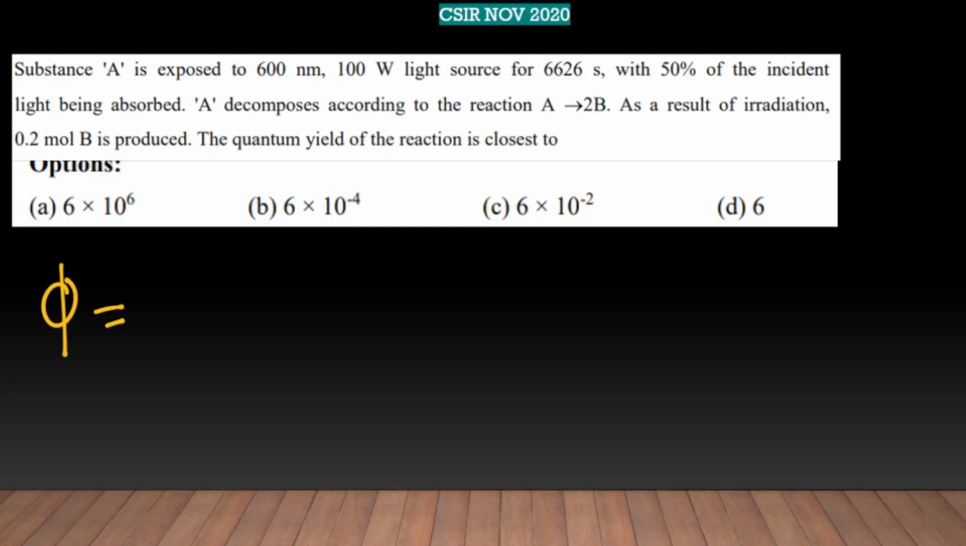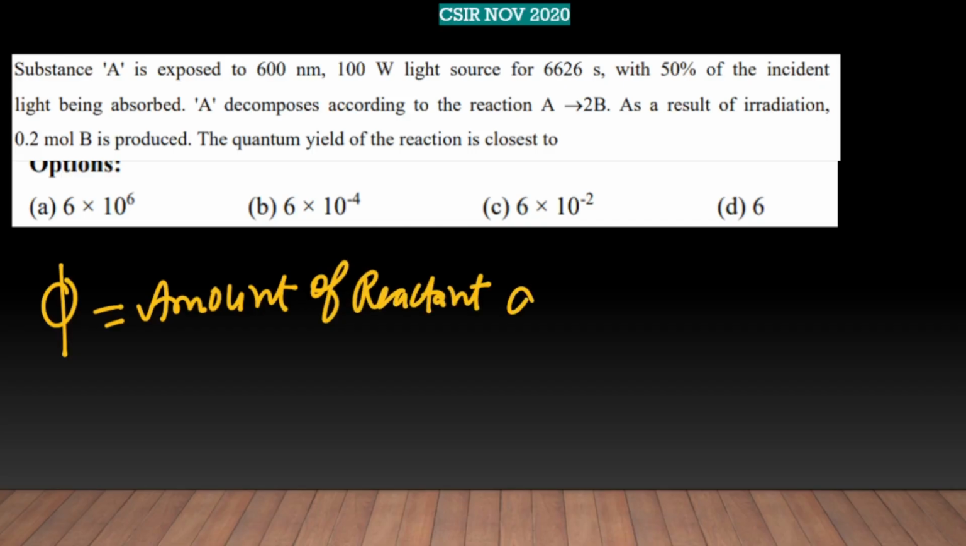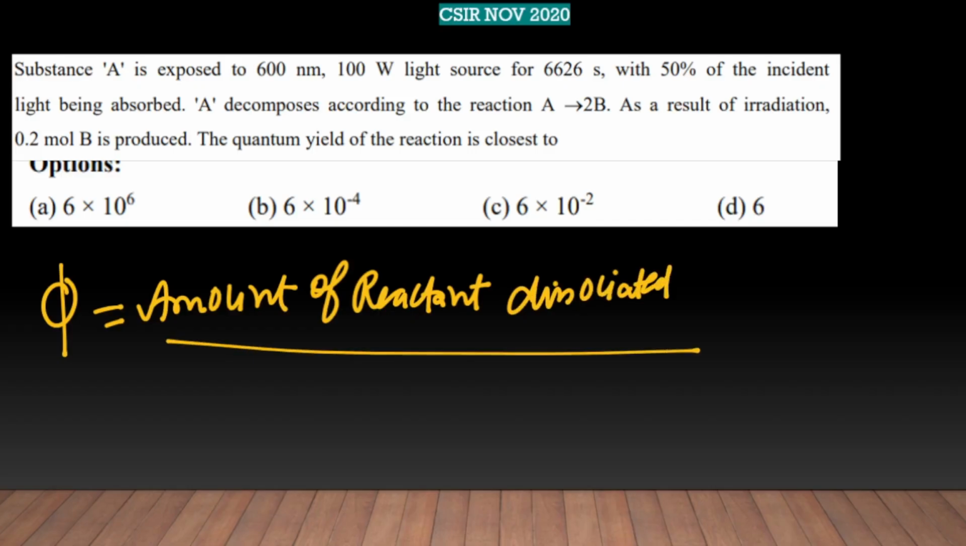So quantum yield is defined as the amount of reactant dissociated to that of the amount of photons absorbed.